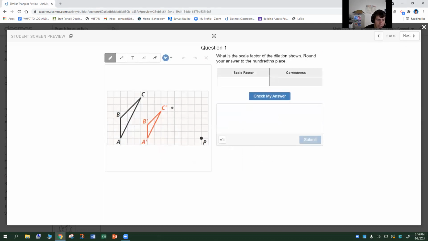Okay, the first question here just asks for the scale factor. The distance between A and B is going to be 3 units, and the distance between A prime and B prime is 2 units. So when we're thinking about this, our scale factor can be either 3 over 2 or 2 over 3. But we're going from the black one to the orange one, so we're going from the bigger one to the smaller one. So we're getting smaller, so we want to use 2/3. The orange one is 2/3 the size of the black one. So our scale factor here would be 2 over 3.